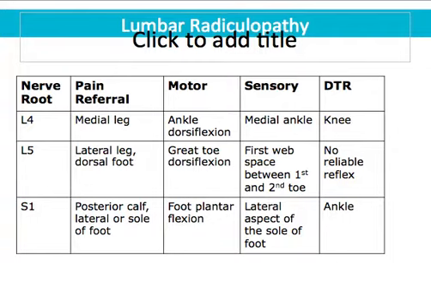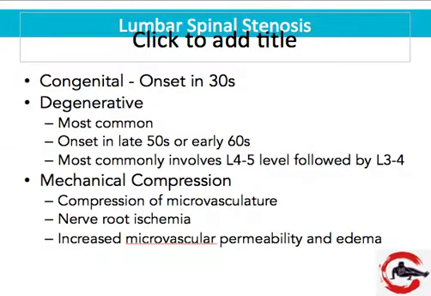S1 is going to show up on the posterior calf or the lateral side or sole of the foot. And this can affect foot plantar flexion. It can also affect the lateral aspect or the sole of the foot. So you want to be using your pinwheel to determine where this issue is actually originating from.